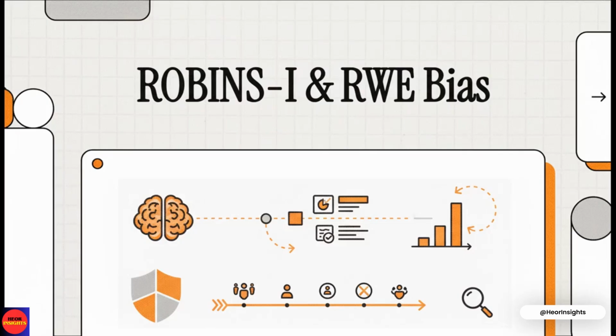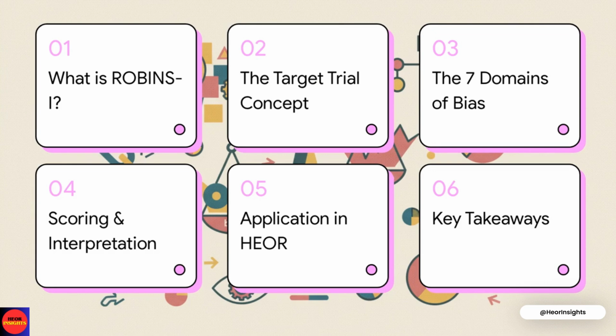In this explainer, we're going to break down the ROBINS I tool. It's become the absolute standard for assessing bias in non-randomized studies, which is something we deal with all the time. So here's our game plan. First, we'll cover what ROBINS I actually is. Then we'll dig into the target trial concept, which is key. After that, we'll walk through the 7 domains of bias, look at how scoring works, and see how it's used in HEOR practice. And we'll wrap up with some key takeaways for you.